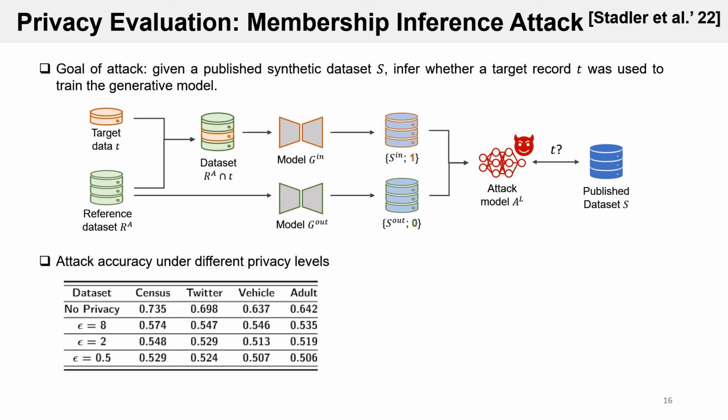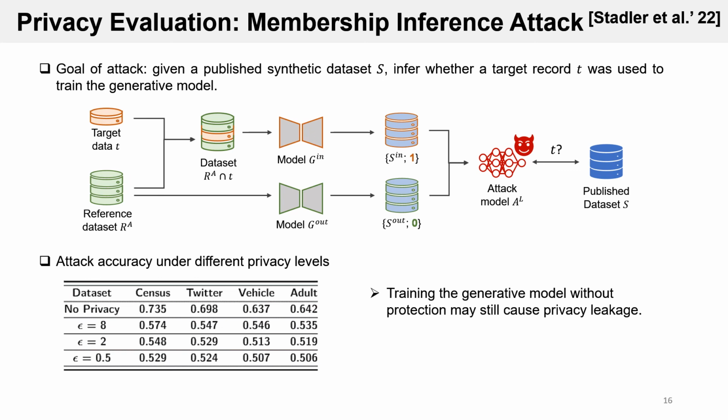It can be seen that simply training the generative model without any protection may still cause privacy leakage, where the attack accuracy of all the datasets is more than 60% and even more than 70% for the census dataset. On the other hand, applying differential privacy can effectively reduce the attack accuracy. When epsilon equals 8, the attack accuracy is reduced by 8 to 15%. When epsilon equals 0.5, the attack accuracy is even close to random guesses.